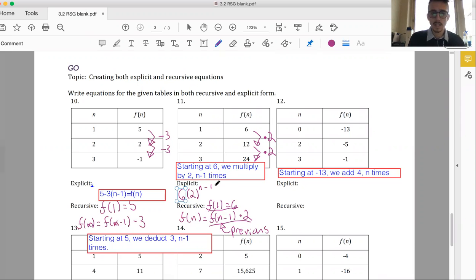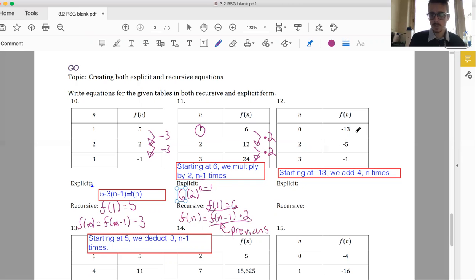For the explicit, I made this sentence, and I think it's helpful. You should do it too. Start at 6, multiply by 2, and since this is at n equals 1, we have to give respect to that and say that it occurs n minus 1 times. So that's why n minus 1 here is my exponent.